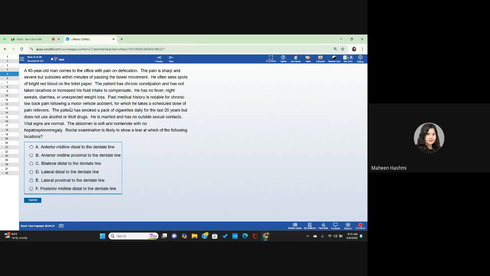All right. So the patient has smoked a pack of cigarettes daily for the last 20 years, but does not use alcohol or illicit drugs. He is married. He has no outside sexual contacts. Abdomen is soft and tender. Rectal examination shows a tear in which of the following locations?